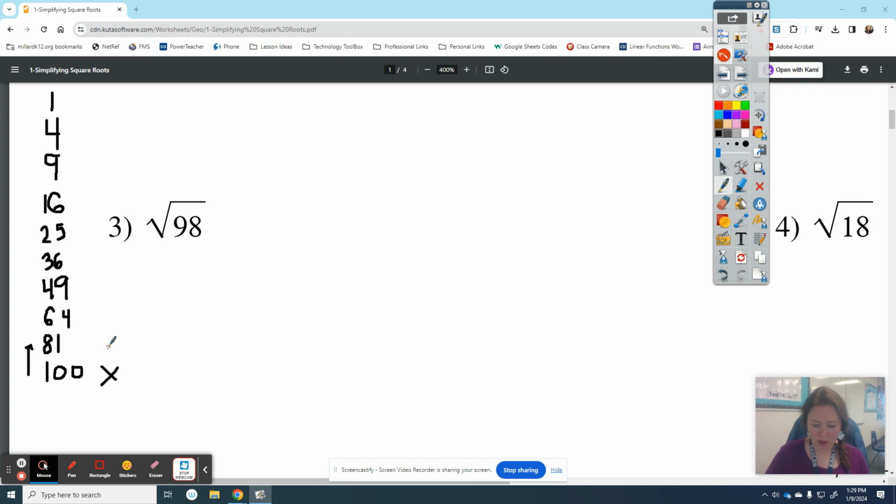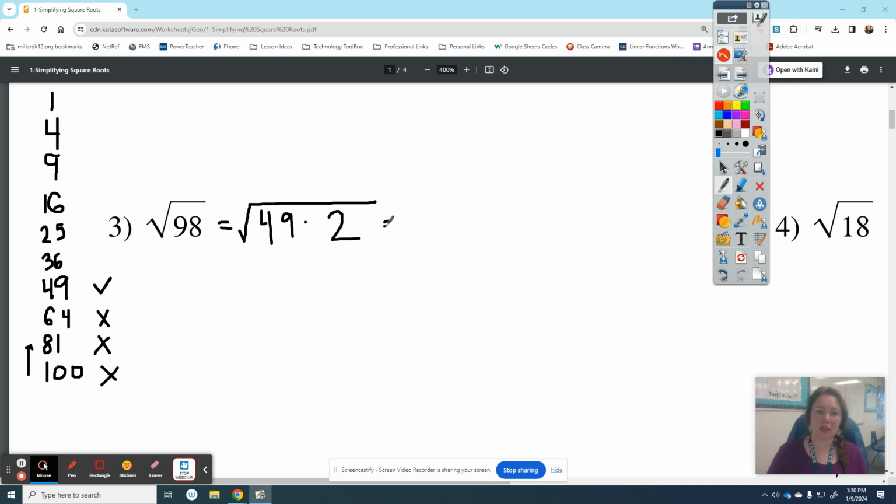98 divided by 81. Nope, that's a decimal. 98 divided by 64. Nope, that's a decimal. 98 divided by 49. Oh, that was a whole number. So when I did 98 divided by 49, it gives me the number 2. So I can change this to the square root of 98 equals the square root of my number from this list, 49, times 2. Because when I divided, I got the answer of 2.